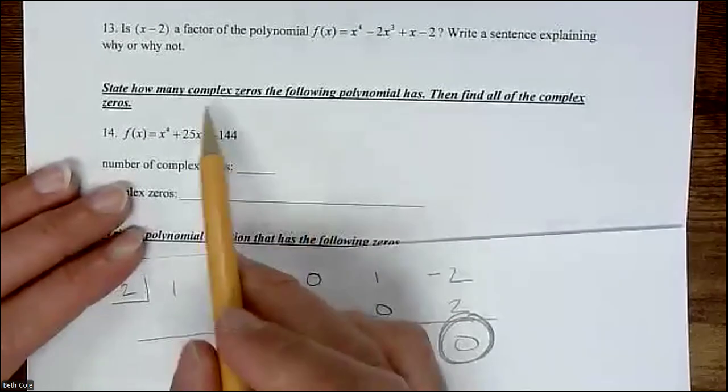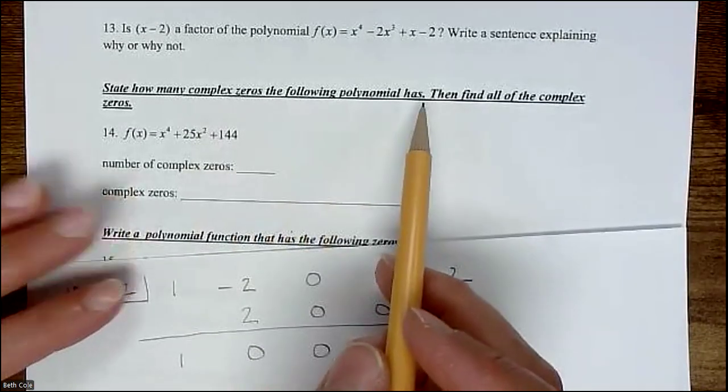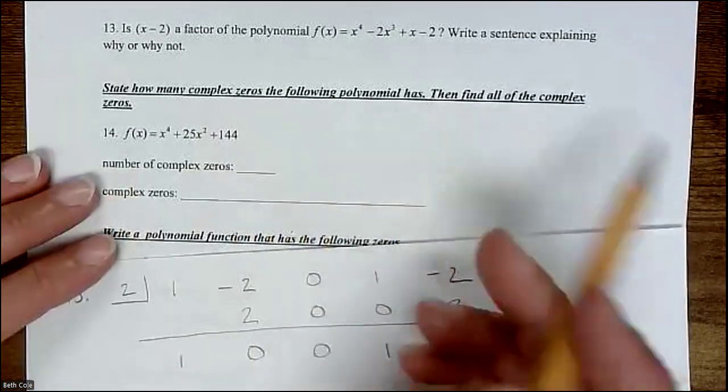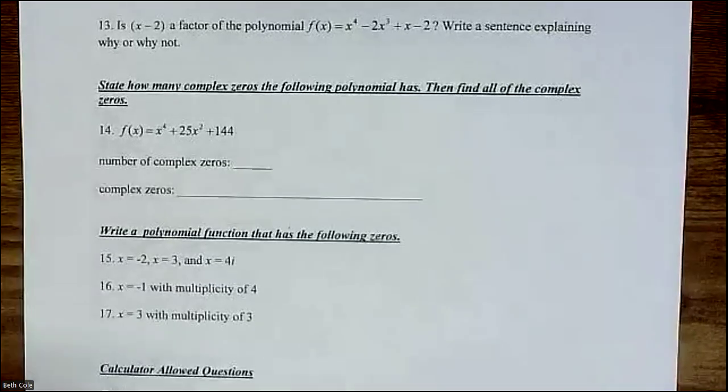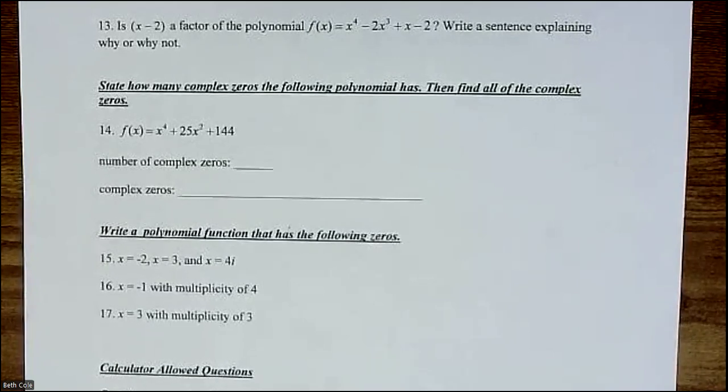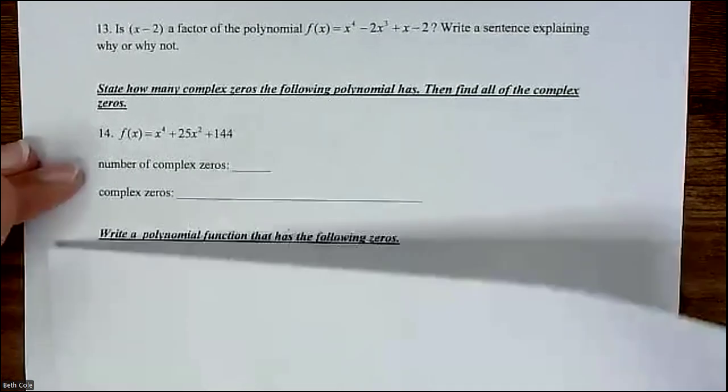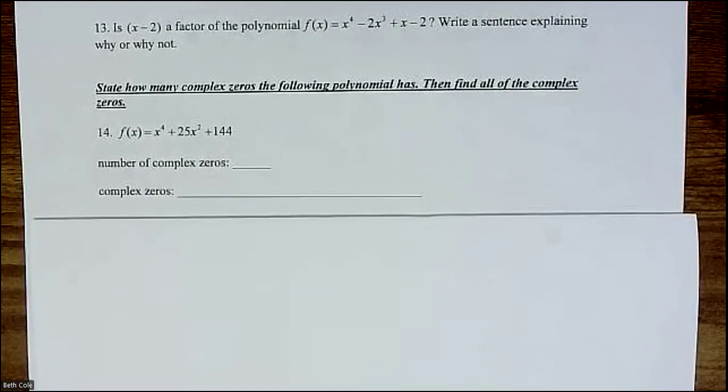So state how many complex zeros the polynomial has. That's just how many answers there are, and then find all of them. Remember the little relay game that we did? It was like that, except it's not a relay, you're on your own.